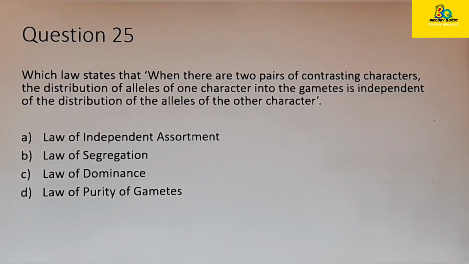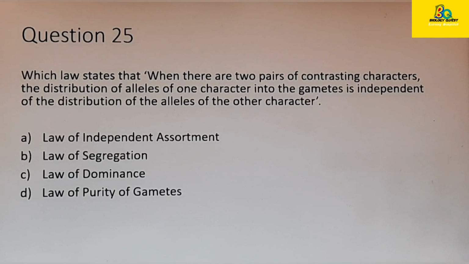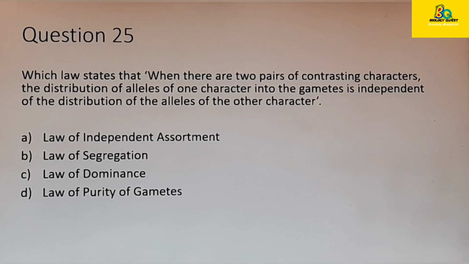Which law states that when there are two pairs of contrasting characters, the distribution of alleles of one character into the gametes is independent of the distribution of the alleles of the other character? Which is the law? There are three laws of inheritance. You need to know the laws very clearly. Such type of questions can be expected for the exam. Okay, so options are: option A, law of independent assortment; option B, law of segregation; option C, law of dominance; and option D, law of purity of gametes.